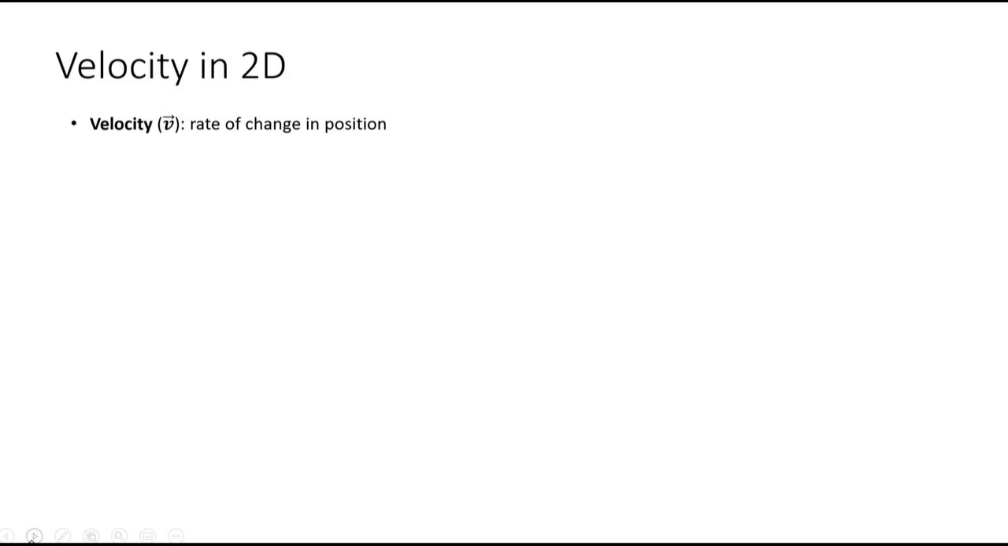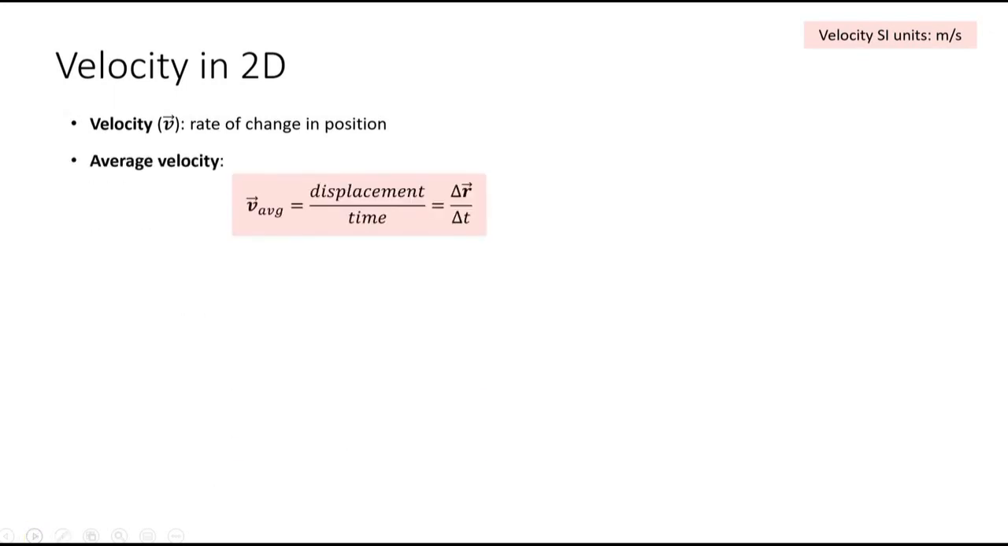Remember, velocity is rate of change in position. Velocity has SI units of meters per second, or in other words, it has dimensions of length per time. Okay, so now we're going to think about our definition for average velocity. Just like we did in 1 dimension, it's going to be displacement divided by time. Now our displacement is the general displacement delta r. We're dividing by the elapsed time, which we call delta t.